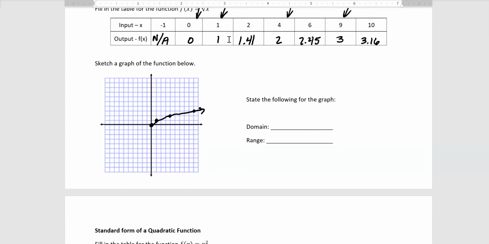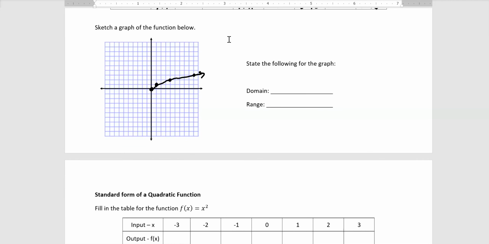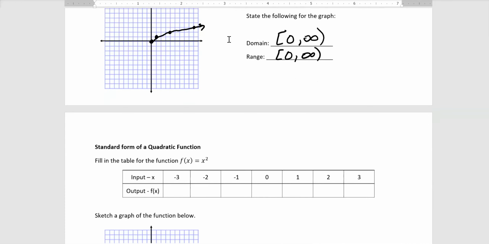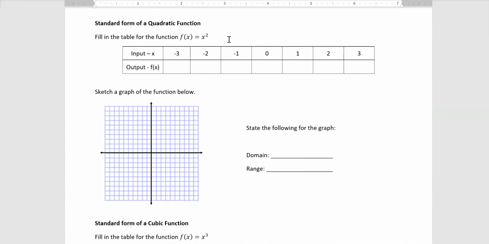Now, we've talked about domain and range for these. The domain for this one, the farthest left it goes is 0, and then it goes to the right to infinity. The range for this one, the farthest down is 0, and then it goes up to infinity, right? This will continue to go up slowly but surely. It'll go up forever.